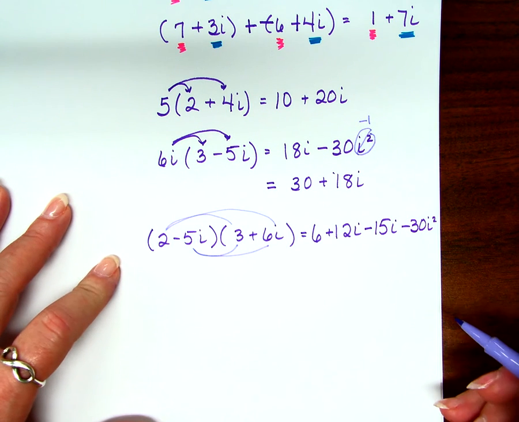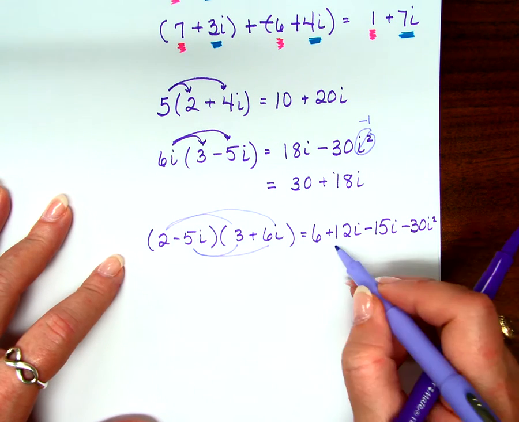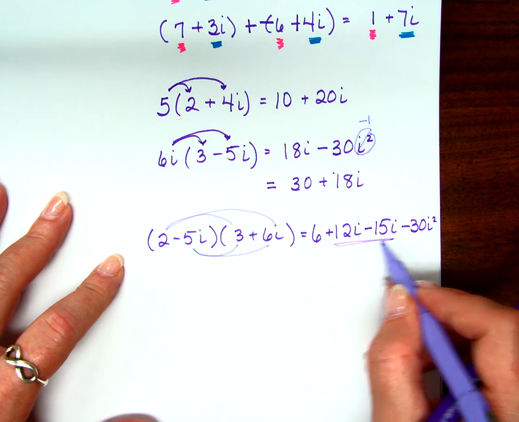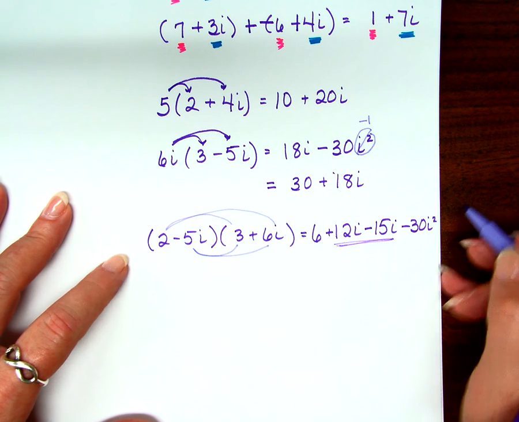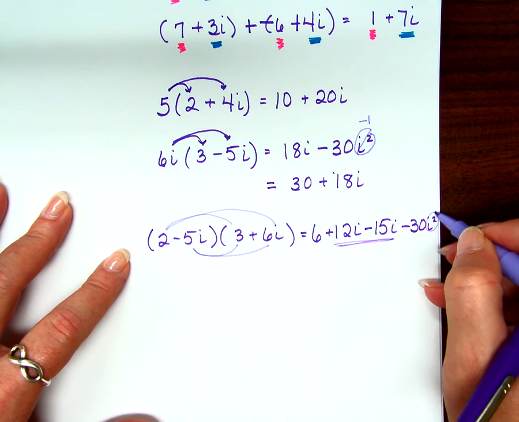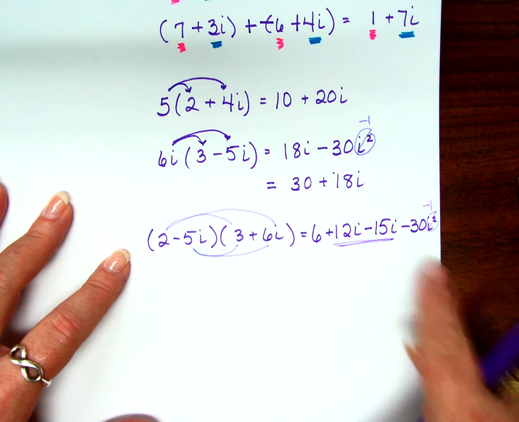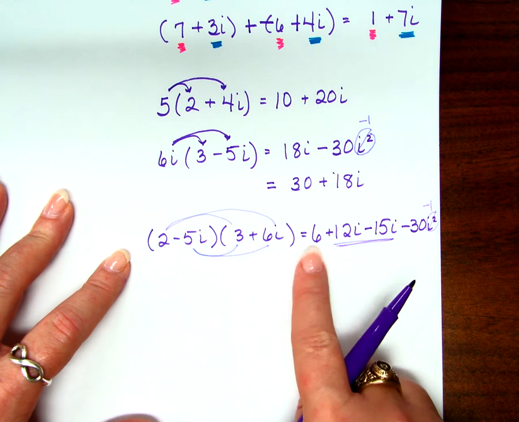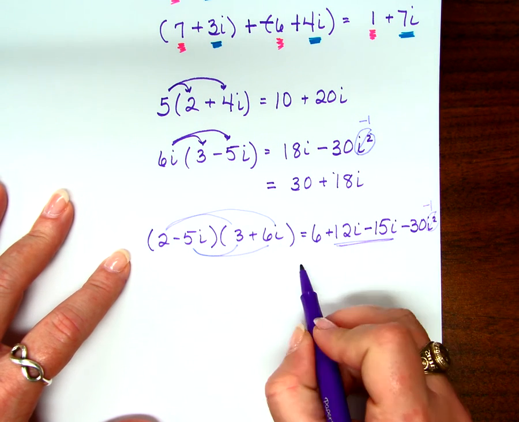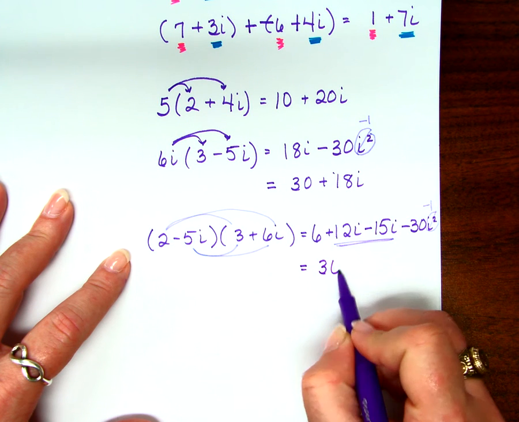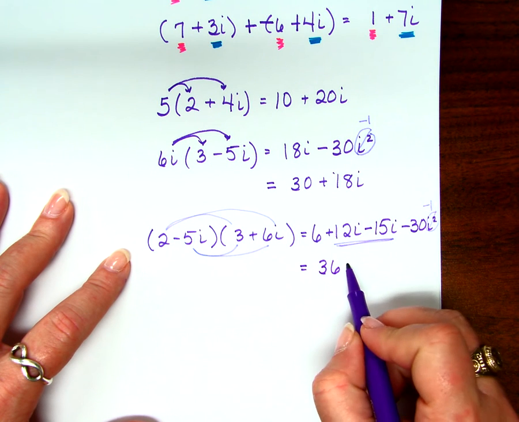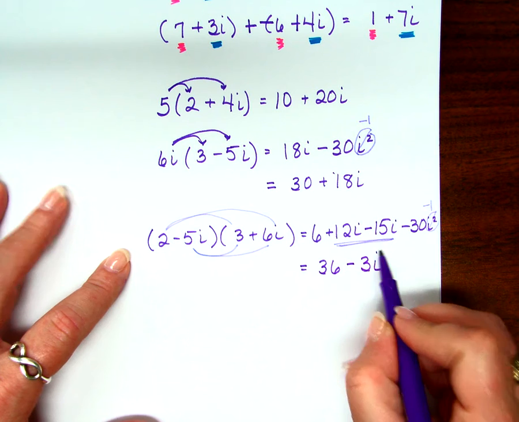So where do you want to go first? I can do two things at one time? I can combine these and mess with the i squared? Oh, for sure. i squared is what? -1, so that's really positive 30. So I have a positive 30 and a 6, which is 36. And then I have these like terms. Perfect.